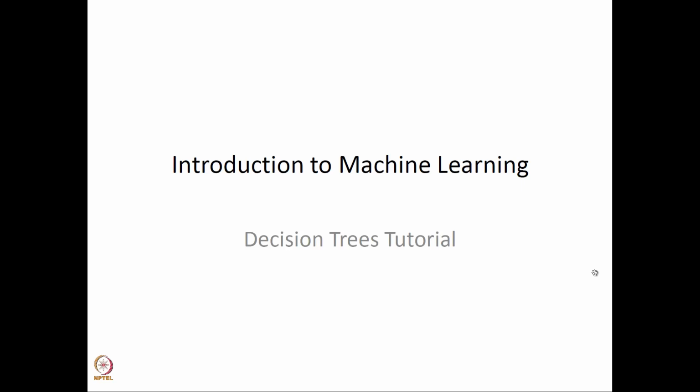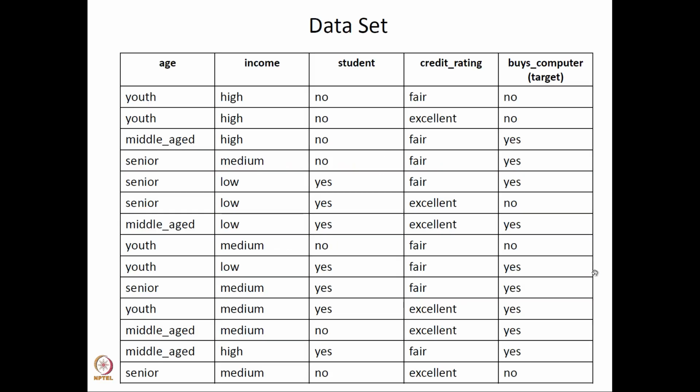However, in this tutorial, we will be building trees for a very small data set in order to understand the process involved in building decision trees. This is the data set we will use for this exercise. As you can see, there are 4 different attributes with a binary valued target, that is buys computer. Note that the attributes age and income can take 3 different values, whereas student and credit rating are binary valued.